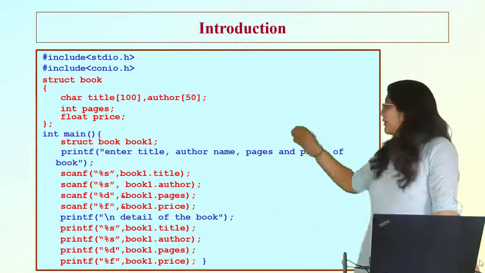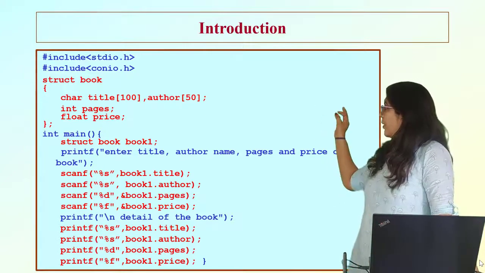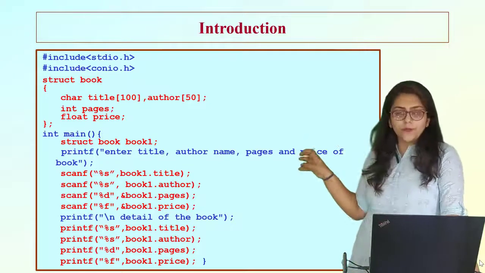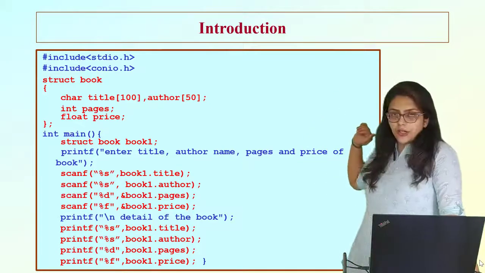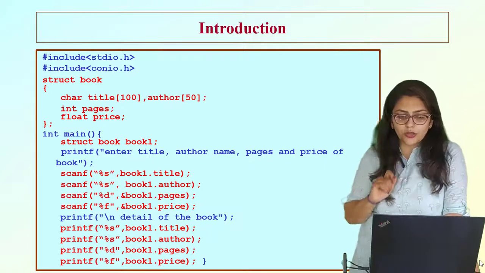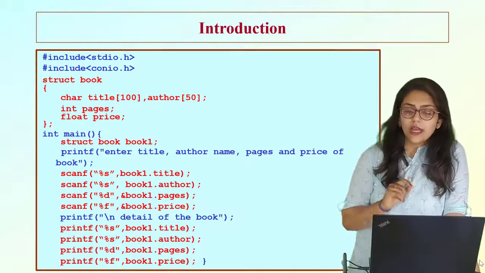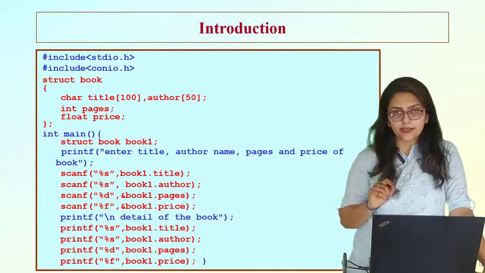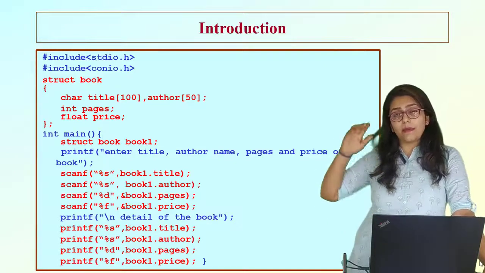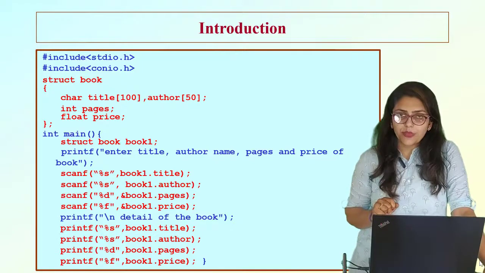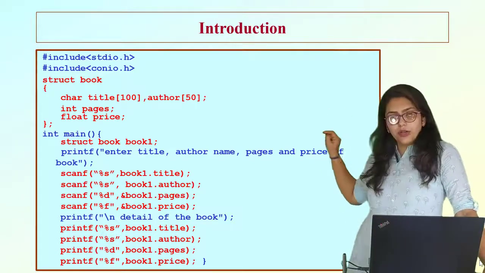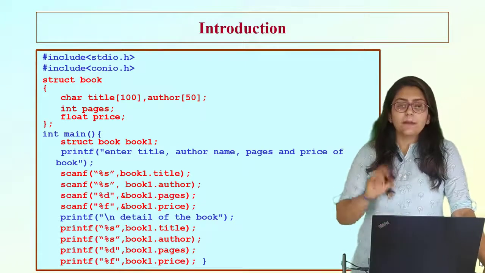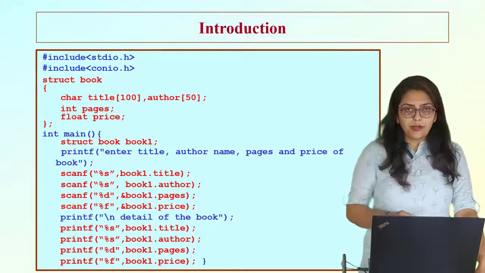Here I have written a program in which the code written in red font is related to the structure. First, outside the main section, I have created one structure named book, which has members title, author, pages and price. All of those members have different data types. After that, I start writing int main, and inside int main I am accessing the structure members.